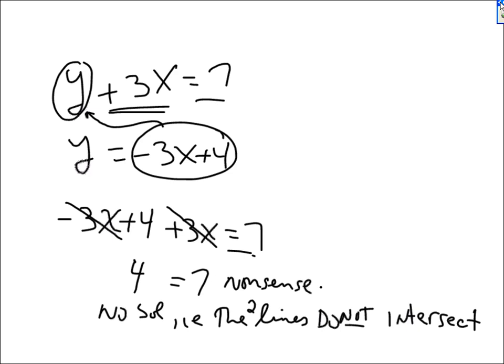So whenever you get one number equals another number, if it's true, if it said 4 equals 4, then the lines intersect. They're the same two lines, and where do they intersect? Everywhere on the line. If you get nonsense, like 4 equals 7, the lines are parallel, and they do not intersect. Okay, that finishes the section entitled Solving System of Equations using the substitution technique.